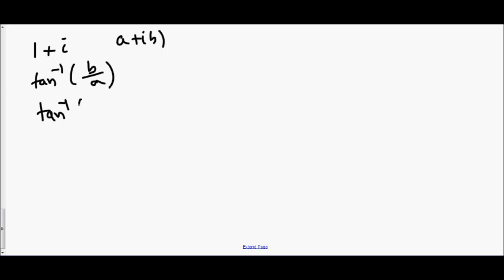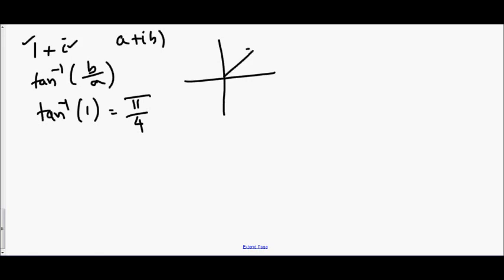Let's find the principal argument of 1 plus i. So how do you find this? If you have a plus ib, then the argument is tan inverse (arctan) of b over a. So in this case it is tan inverse of 1, which is pi over 4. And how do you mark it? This is both positive, therefore it should be pi over 4.